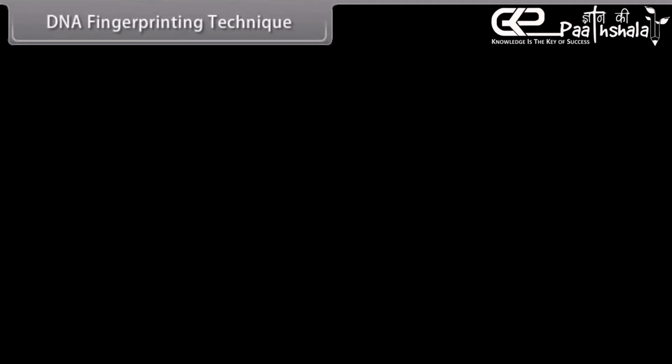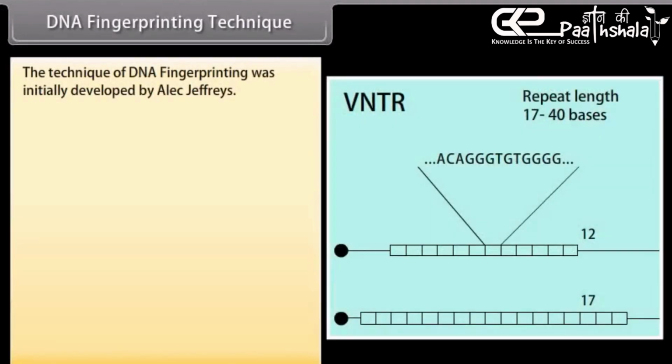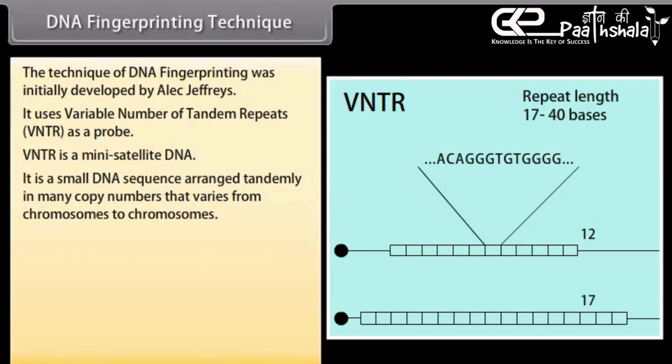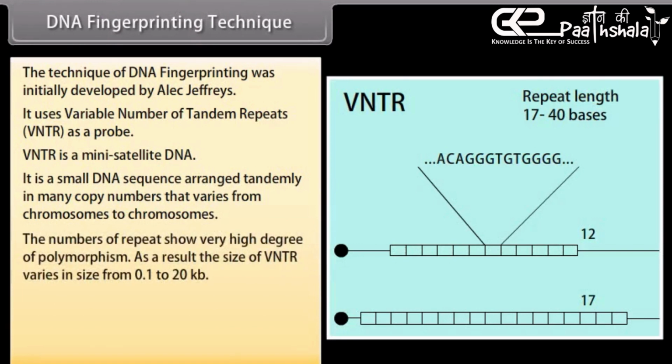DNA fingerprinting technique. The technique of DNA fingerprinting was initially developed by Alec Jeffreys. It uses variable number of tandem repeats, VNTR, as a probe. VNTR is a mini-satellite DNA. It is a small DNA sequence arranged tandemly in many copy numbers that varies from chromosome to chromosome. The numbers of repeats show very high degree of polymorphism. As a result, the size of VNTR varies from 0.1 to 20 kb.